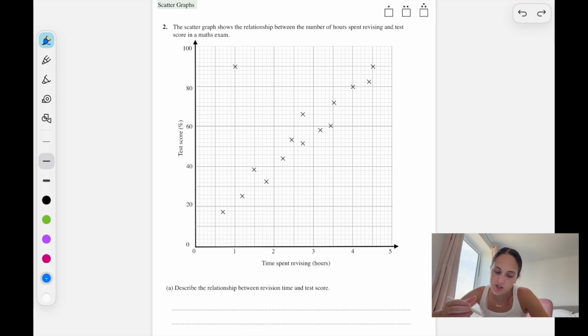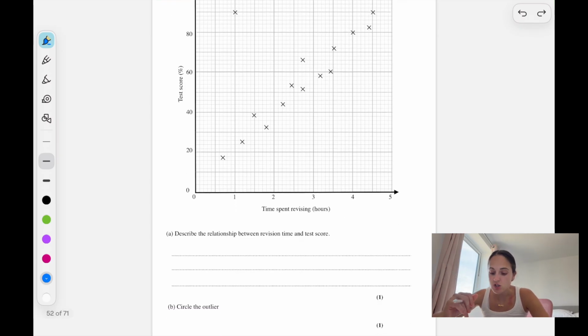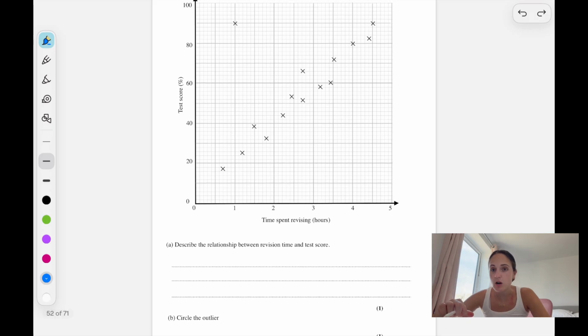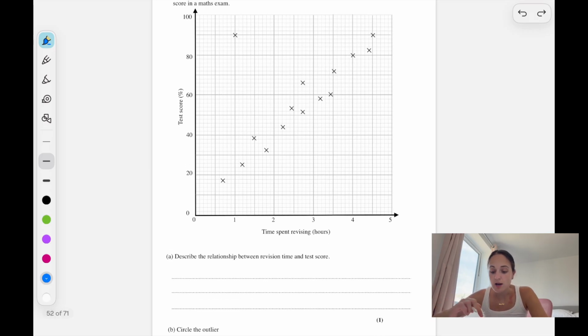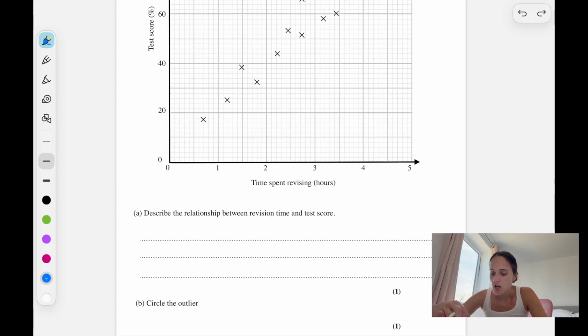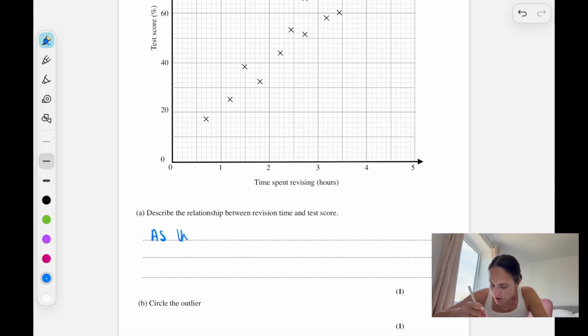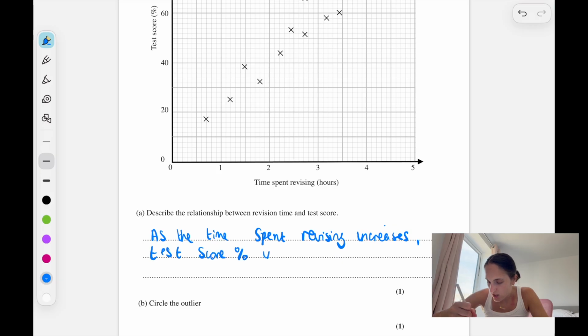This question here is scatter graph. We have the scatter graph showing the relationship between the number of hours spent revising and test scores in a maths exam. It says describe the relationship between revision time and test score. You can see by the graph it's going up. So as the time spent revising increases, the test score percentage also increases. I'm going to put that as my answer.